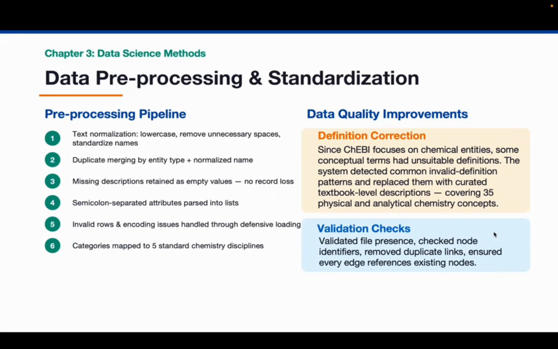Key steps included text normalization, duplicate merging by entity type and name, and defensive handling of missing values and encoding errors. Categories were mapped to 5 standard disciplines. Since ChEBI definitions were unsuitable for educational use, we replaced 35 physical and analytical chemistry concepts with textbook-level descriptions. Final validation checked file integrity and ensured every edge references existing nodes.